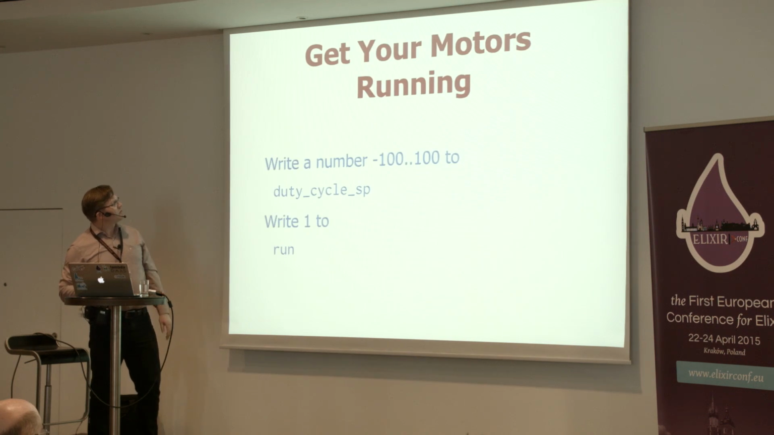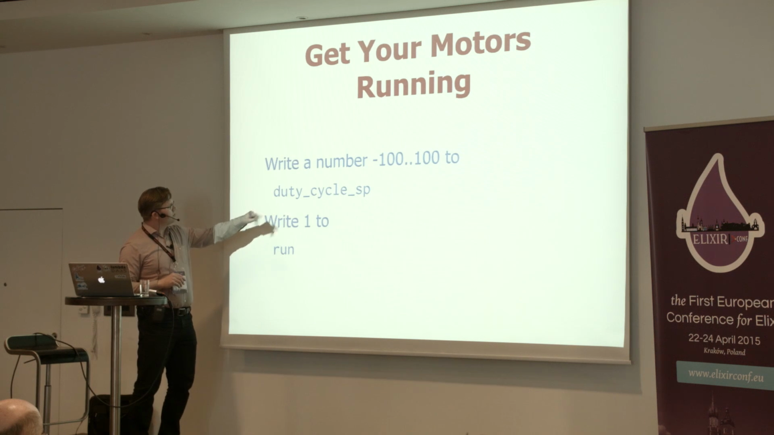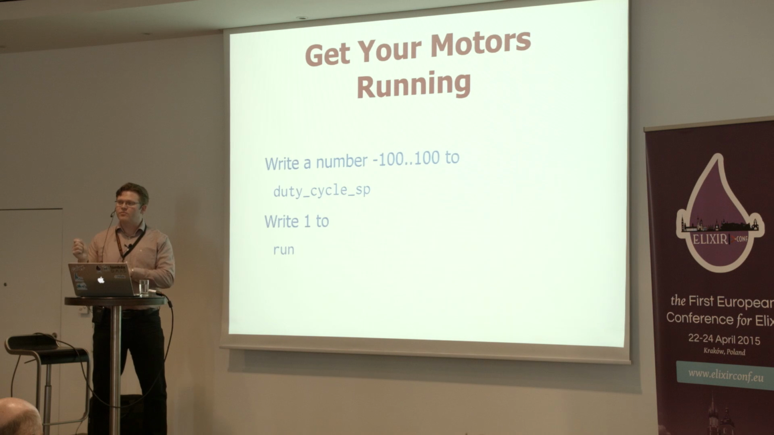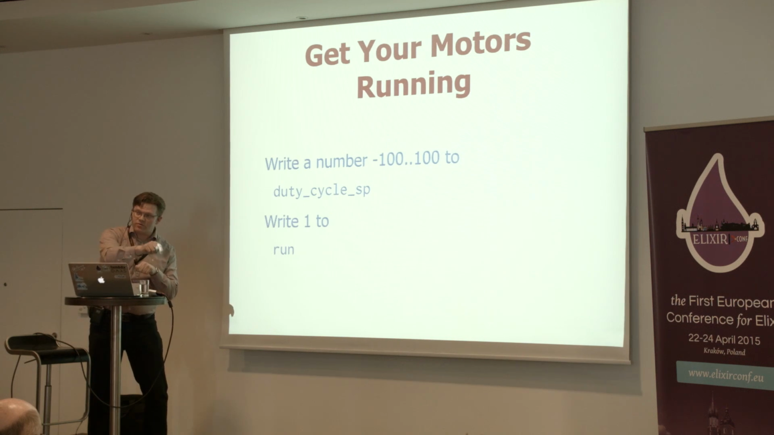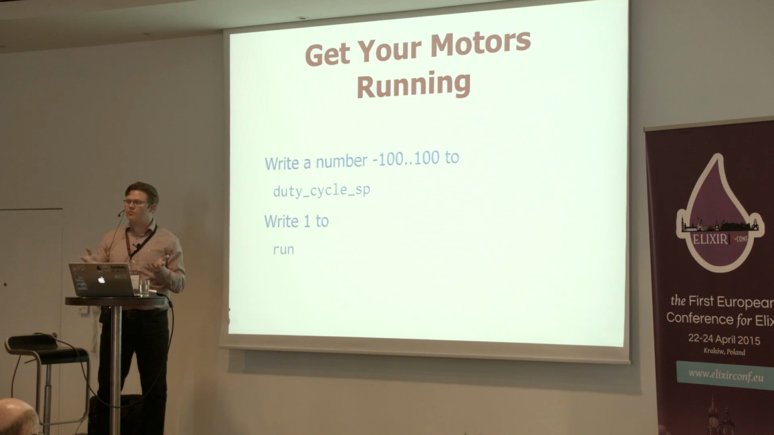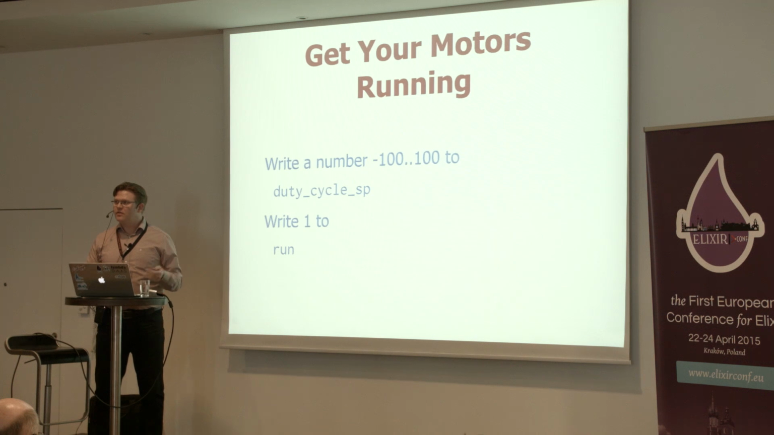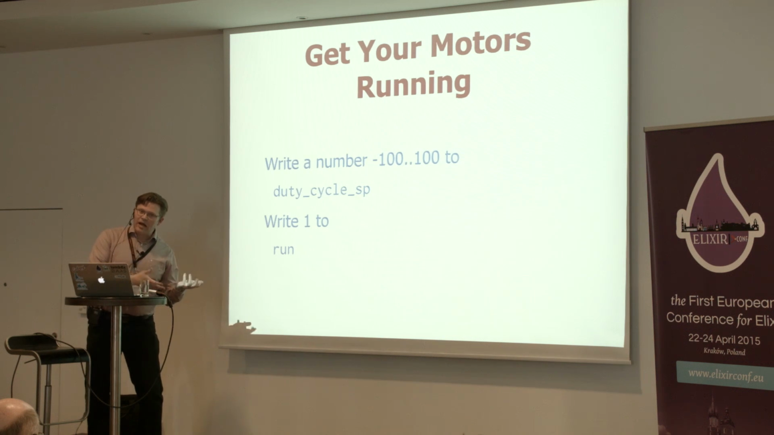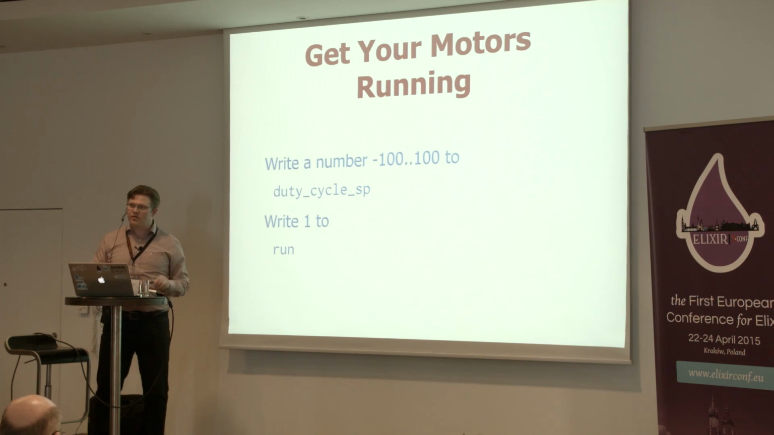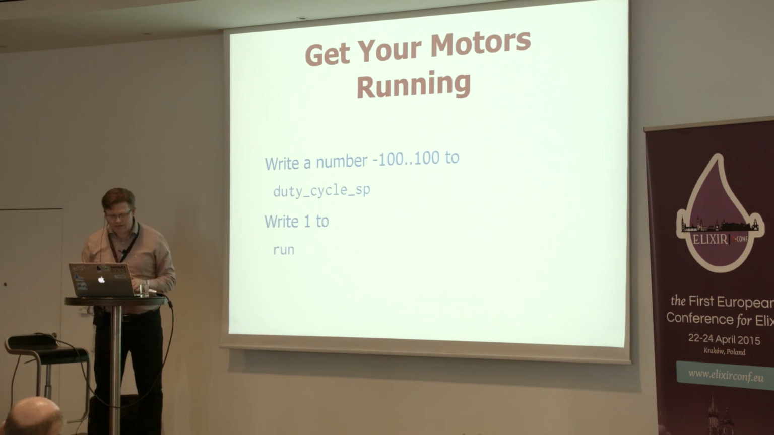So if you want a motor to run, you go in and you take the duty_cycle_sp file, and you write a number between minus 100 and plus 100, depending on if you want the motor to go forward or backward. Very easy. And then you write a 1 to the run file, and it starts running. Which is kind of nice. However, you're just doing this in the command line. So you're sitting there catting stuff and reading stuff, which is not optimal. So we do all these things in Elixir.